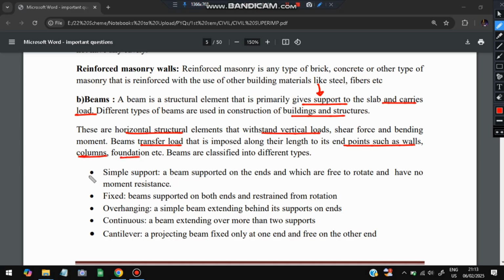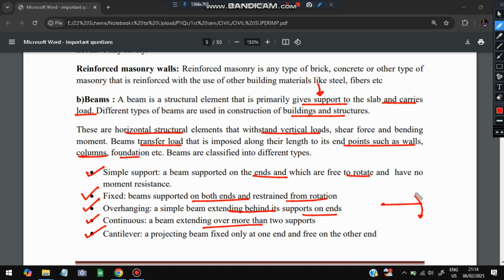A few different types of beams are: simple support beam, where supports are on the ends and the beam is free to rotate. Fixed beam, which is supported on both ends and restrained from rotation. Overhanging beam, which extends beyond the supports on the ends. Continuous beam, which extends over more than two supports. Cantilever beam, which is fixed at only one end and the other end is free, like this.